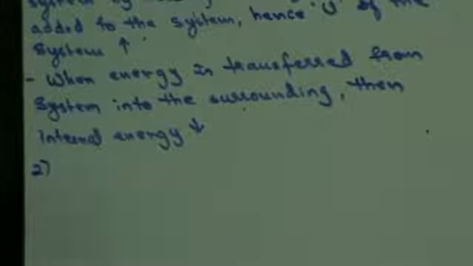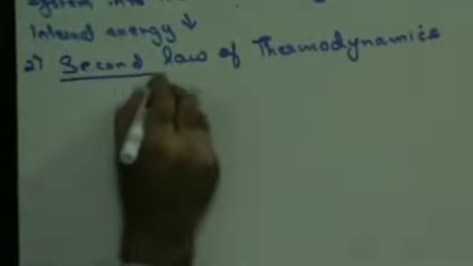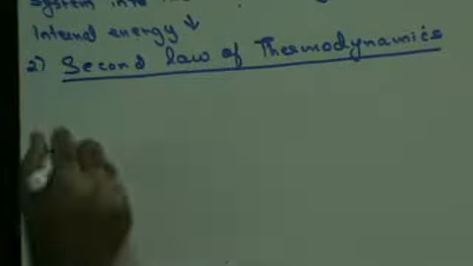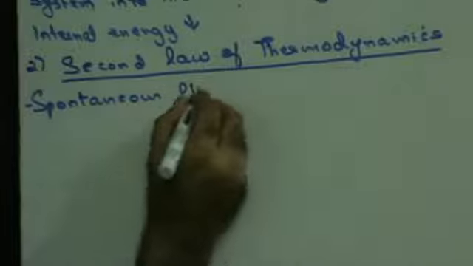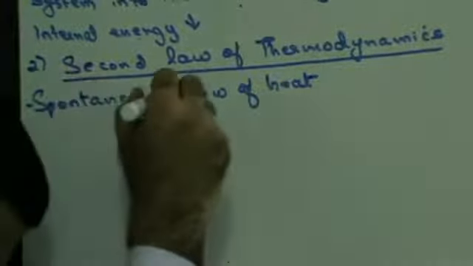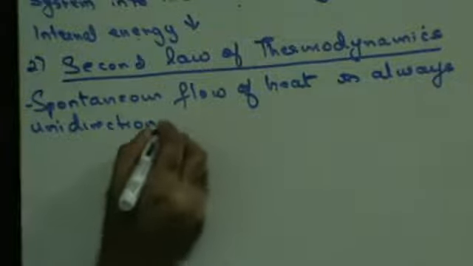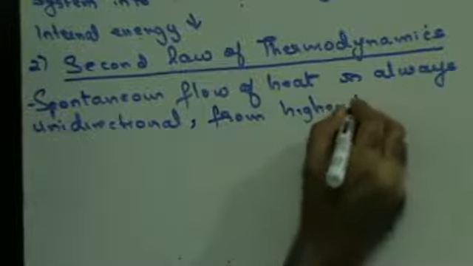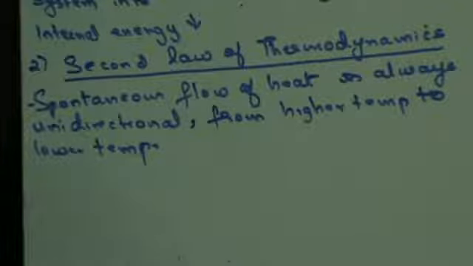Fine. So let's write this down. Second law of thermodynamics says that the spontaneous flow of heat is always unidirectional, from higher temperature to lower temperature. So heat would always flow from higher temperature to lower temperature, right?